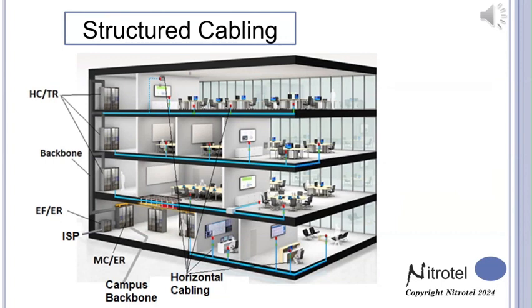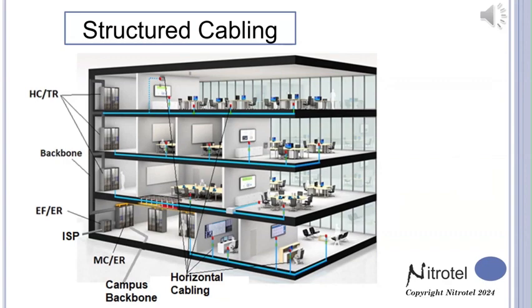An MC is a main cross connect, and this is where the cabling all basically runs back to, including the backbone cable that interconnects all of the horizontal cross connects. A campus backbone would be used in an application where you have multiple buildings in a campus situation that are connected together. And finally, horizontal cabling is cabling that's run on a single floor that runs to individual locations where devices are connected.